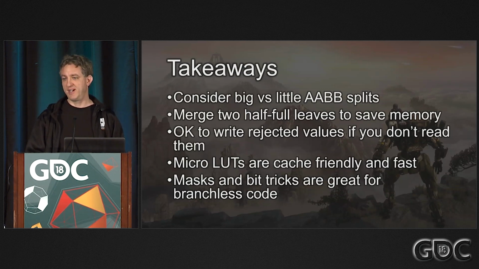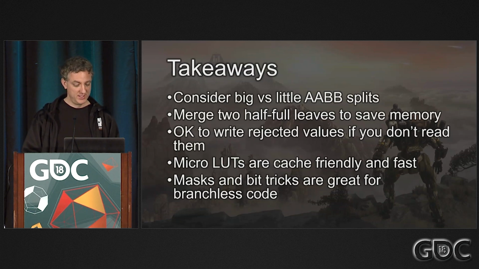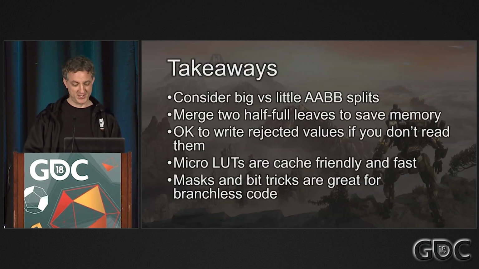Takeaways. When you're doing your AABB trees, consider big versus little splits. If you have a 4-way tree, you can merge 2 half-empty leaves to save space. It's okay to write garbage data if you don't ever read it. Microlets are really awesome. They fit in the code cache, so you don't get any cache misses. They're really pretty much perfectly prefetched, and they're super fast.